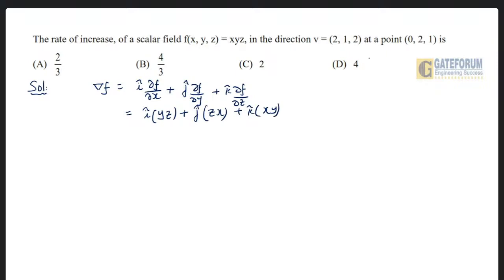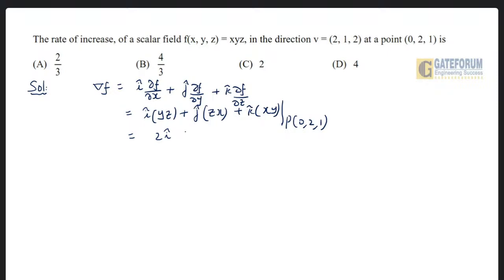Now they are asking at a point 0, 2, 1. Let us denote that point P 0, 2, 1. So substitute x 0, y 2, z 1 in this del f, that is gradient f or del f. So y value 2, z value 1, 2 i cap, x value 0. The last two terms are absent. So you will be getting only in the direction of x-axis only, this del f vector.